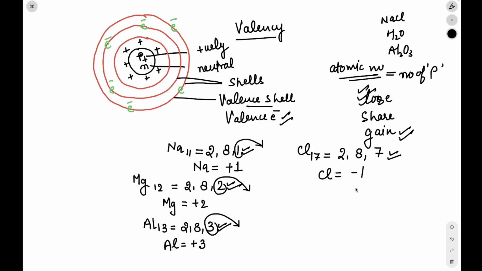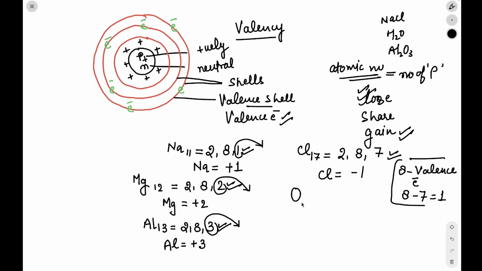minus 1. Or we can calculate its valency as 8 minus the valence electrons in the outermost shell. So 8 minus 7 is equal to 1. This is another way you can find the valency of chlorine, or those atoms which tend to gain electrons to get stability.